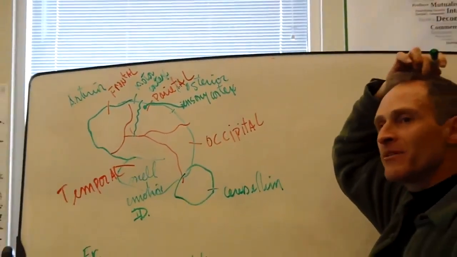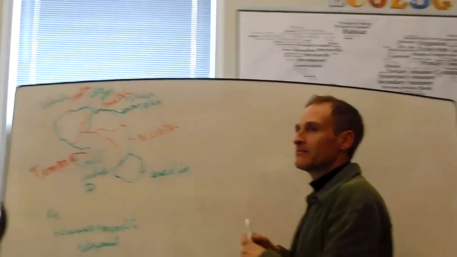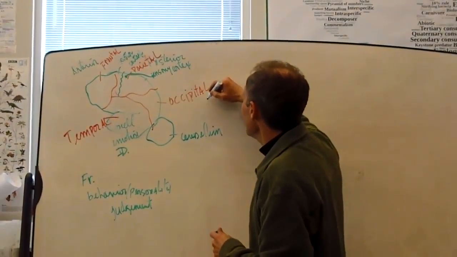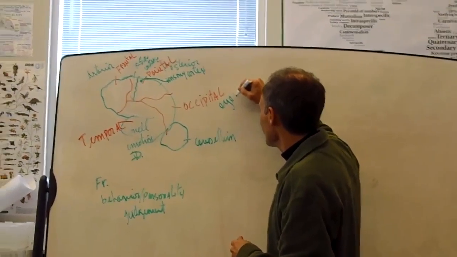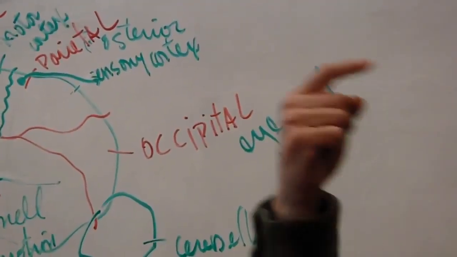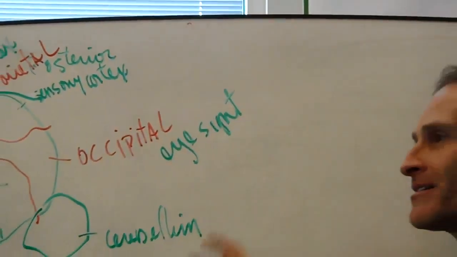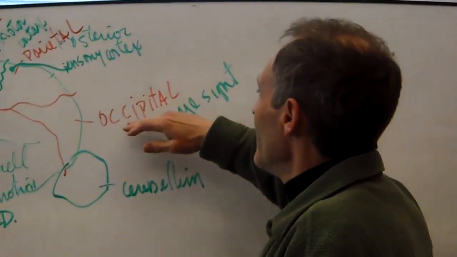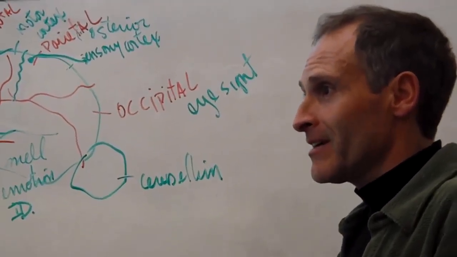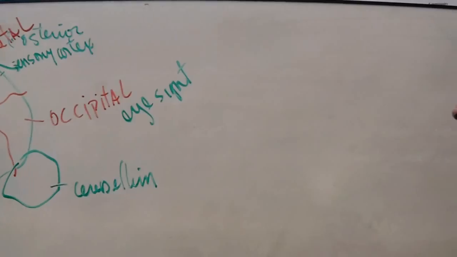Occipital lobe. What's the occipital lobe for? Exactly. Yeah, no one said it, but I'll just say pretend like you guys did. This is for eyesight. So the signal from the eye goes directly back to the thalamus and LGN and all that stuff. But anyway, it goes to the occipital lobe. The occipital lobe is responsible for eyesight, processing that info.